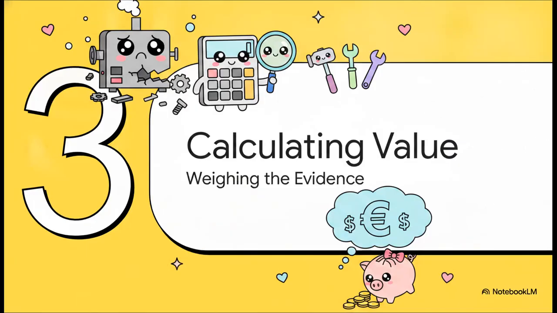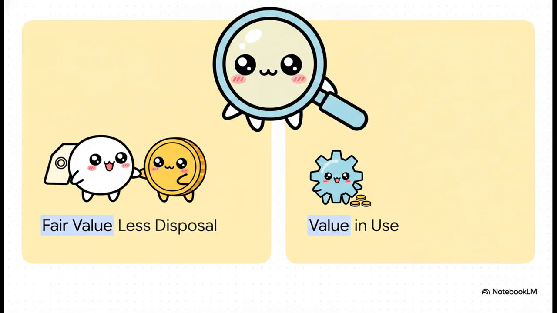Which brings us right to Section 3, calculating recoverable amount, weighing the evidence. Right, so once we spot a warning sign, we've got to pull out our tools and calculate what the asset is actually worth. To find this recoverable amount, we must find the higher of two very specific values. First, we look at fair value less cost of disposal, meaning what could we literally sell it for today minus any legal or removal fees.